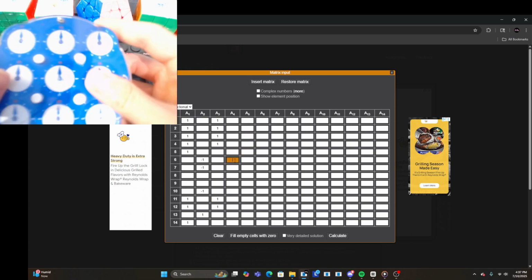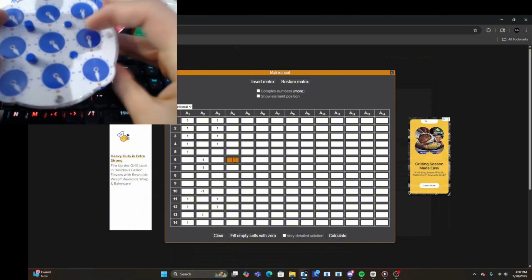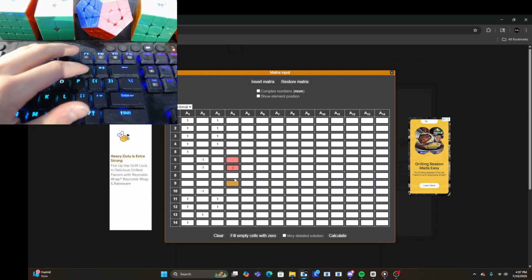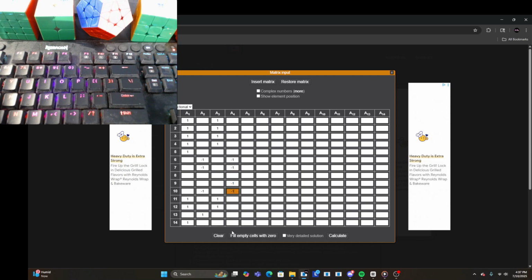And then on the back, we have these 4 pieces are at -1 and not R. So C, U, not R, and then D and L. And then for our corners, yep, it's the 2 L corners.